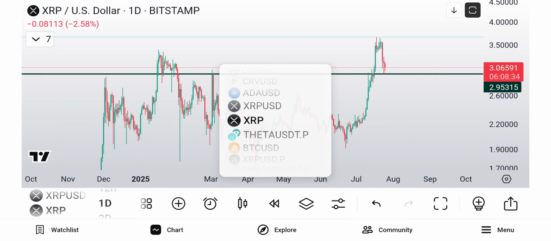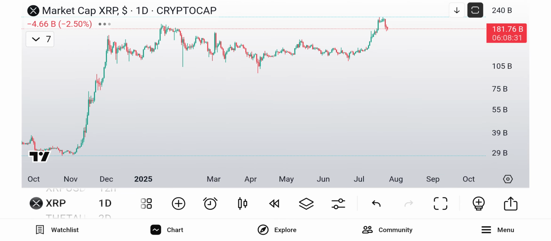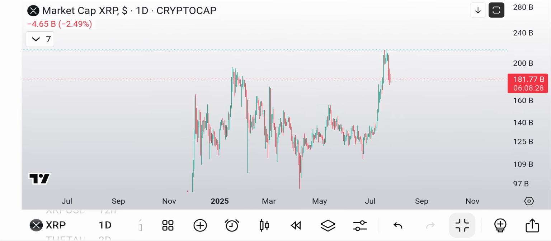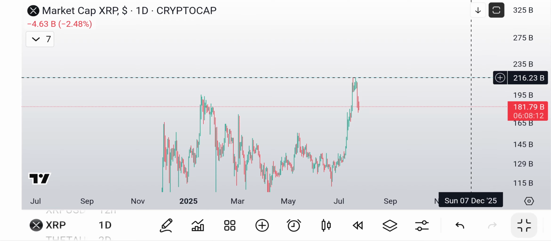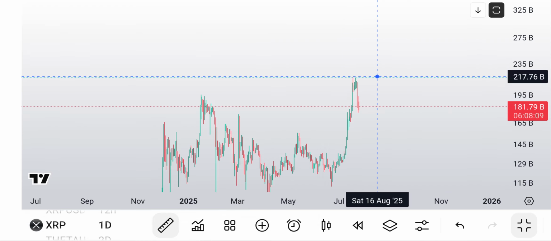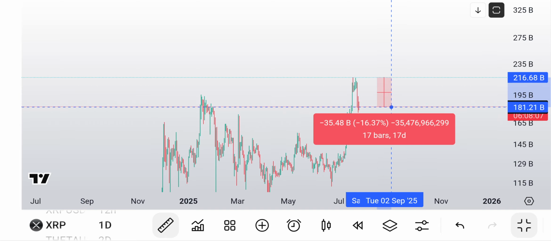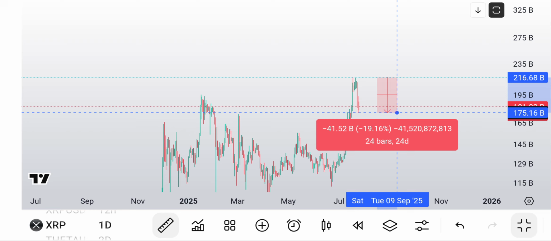So yeah, let's look at some other charts then. Let's look at the market cap. So we have 181 billion. We went up to $216 billion. 216 billion. Phew. And we just pulled back to 181 billion. So how many billions is that? It's got to be a lot of billions, right? So that is $41 billion. Think about that for a second. We pulled back $41 billion.